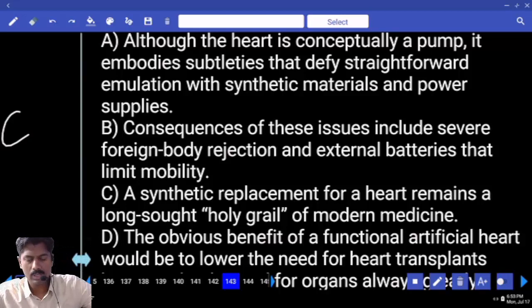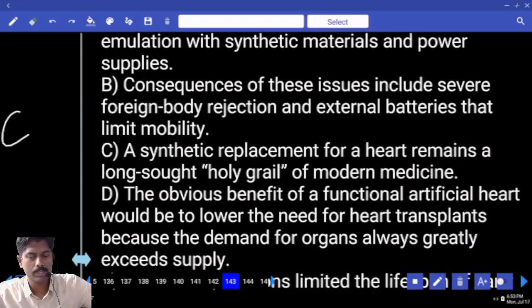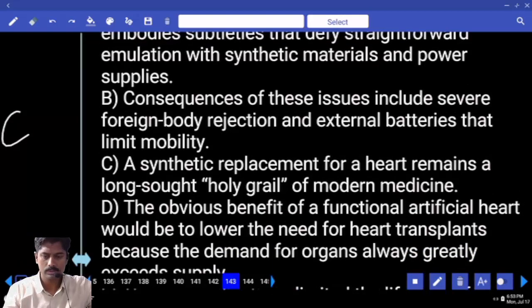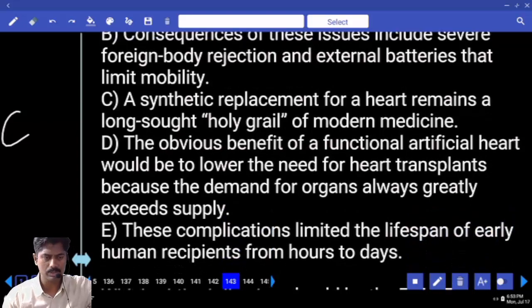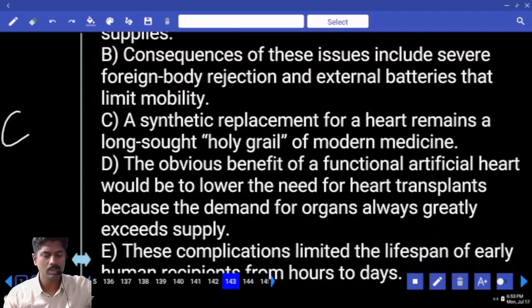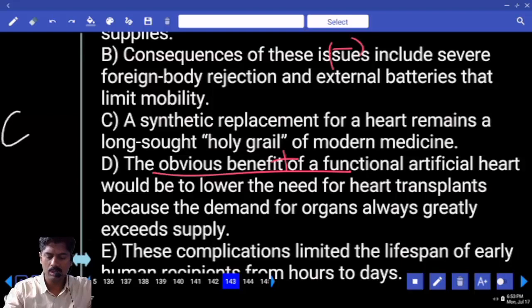See, if C is the first sentence, then what should be next? These issues are not. These issues, where did he mention them? Is it obvious benefit? Benefit is not issues. These complications. So B, E will happen. Let me read benefit positive. Issues negative. Complications negative. This is positive. Let me read D.